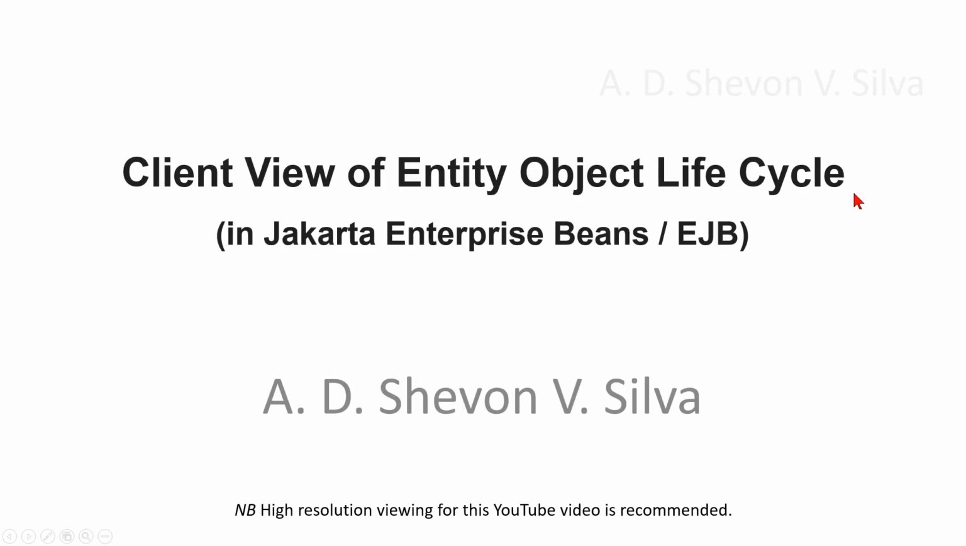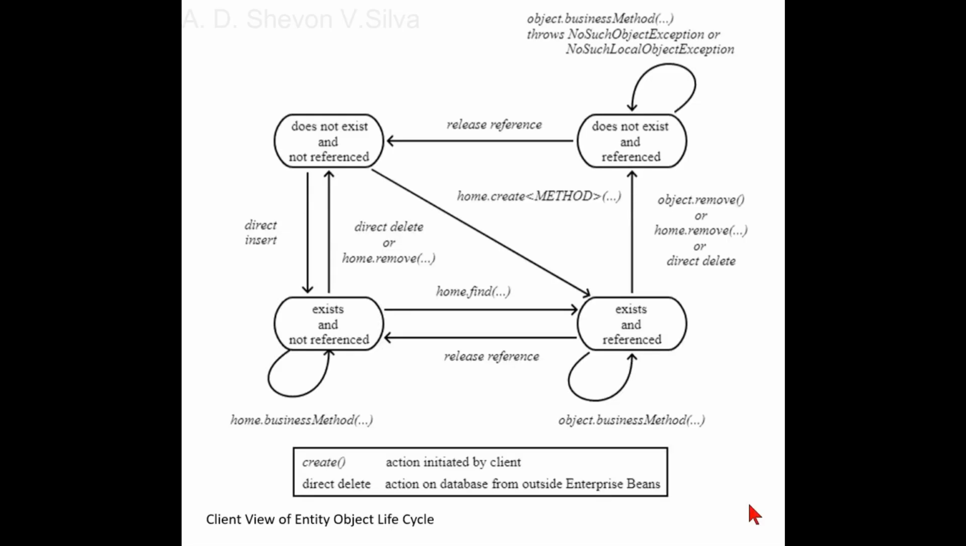Client view of entity object lifecycle in Jakarta Enterprise Beans or EJB. This diagram illustrates a client point of view of an entity object lifecycle. The term referenced in this diagram means that the client program has a reference to the entity object through the remote or local interface.